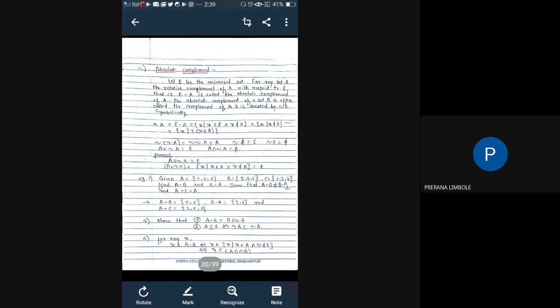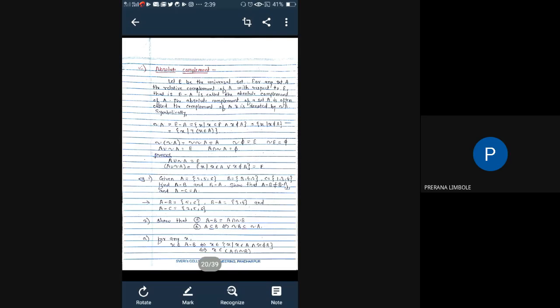Again, negation of negation A, this is equivalent to A, because negation gets cancelled, so it will give you set A. So again, negation of phi, this is equals to E, and negation of E, this is equals to phi. Okay, again, A union negation of A. Okay, all the elements those are present in A as well as not present in A, and that will give you universal set E.